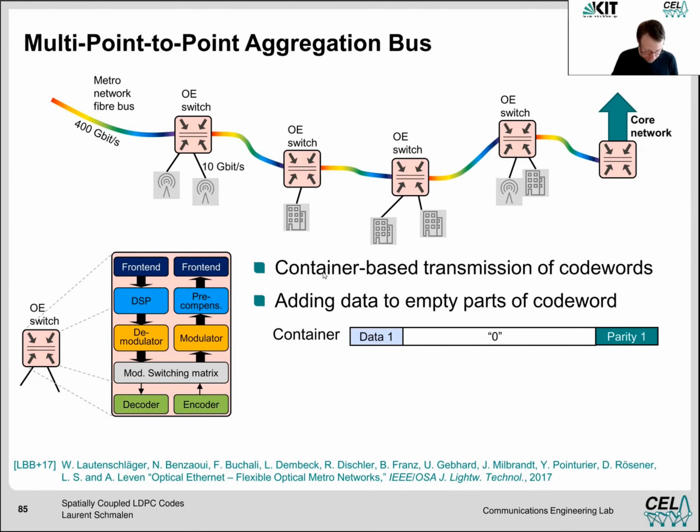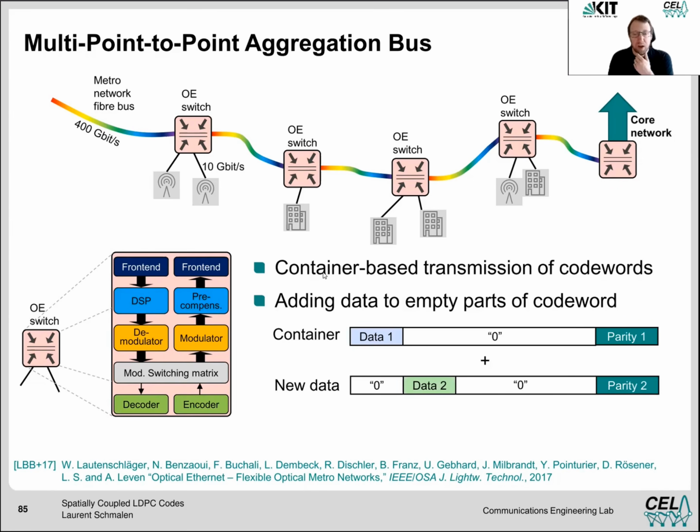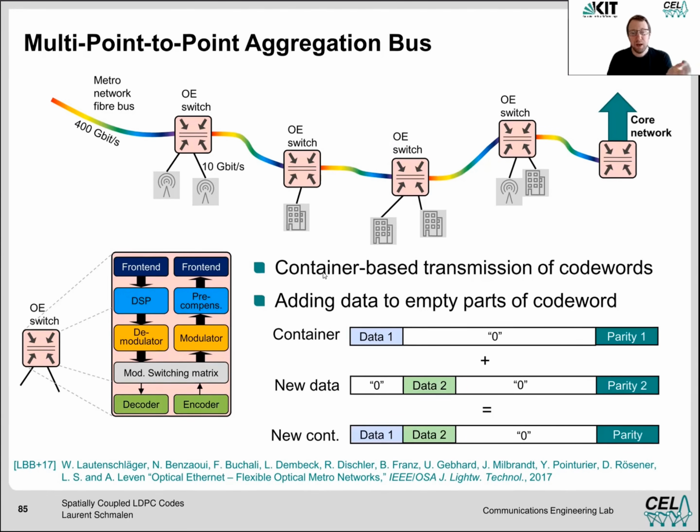So we are on one of those switches. We are at this position. And the rest of the container is 0. So now we want to add data to the container. What we do here is we put the new data into the empty part of the code word. We generate parity bits, and we exploit the fact that we have a linear code. So we generate a new code word that contains the 2 data portions and the new parity information. So that's the usual way it worked.